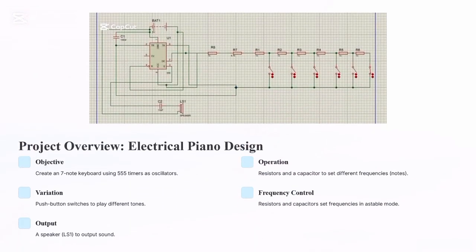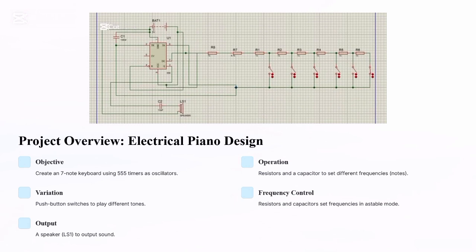Let's break down this simple digital logic design. The piano uses a 555 timer IC to generate musical tones. At the heart of the circuit is the 555 timer IC labeled U1, configured in astable mode to act as a square wave oscillator. This oscillator produces sound frequencies that we can hear through a connected speaker labeled LS1.